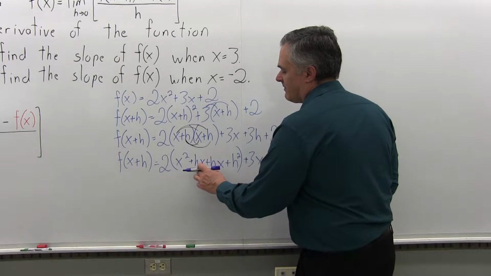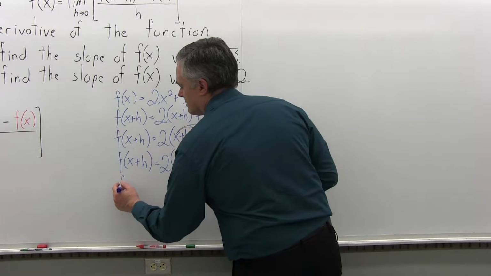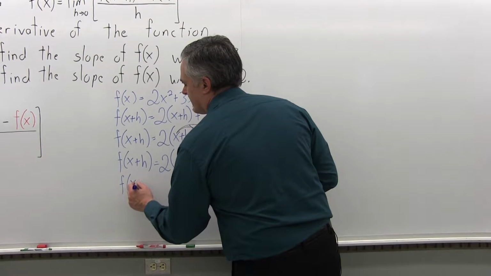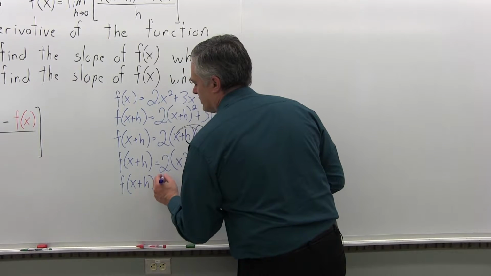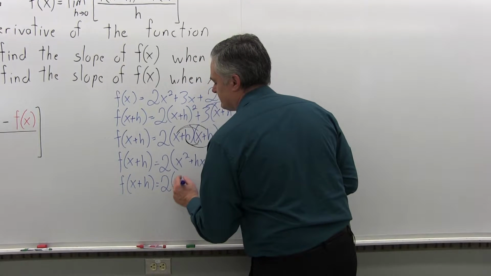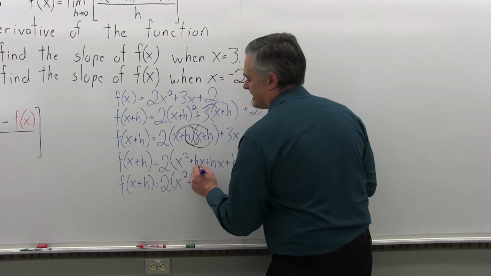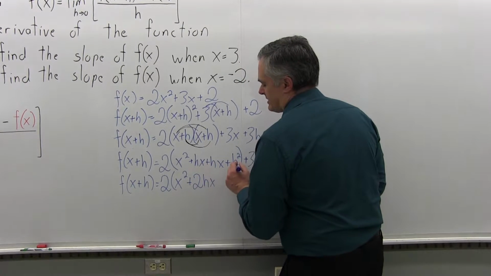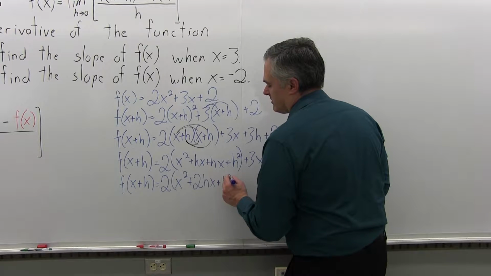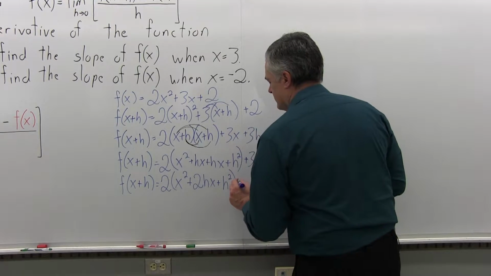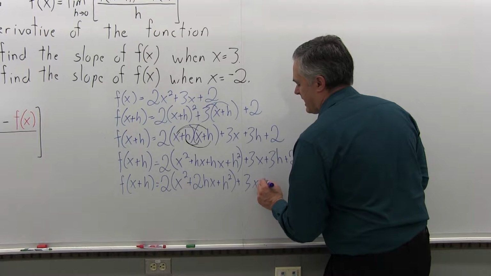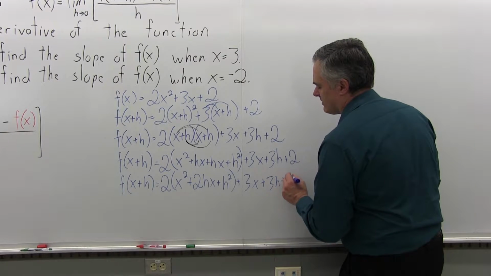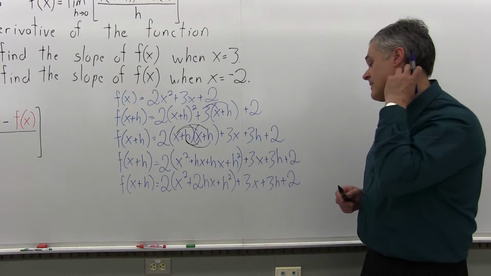So, and I can combine these like terms. F of x plus h. Let me keep the 2 in front just for one more minute. X squared plus hx and another hx is 2hx. And I have an h second power. Close up the parentheses. So 3x, 3h, and 2 just stay the way they were.